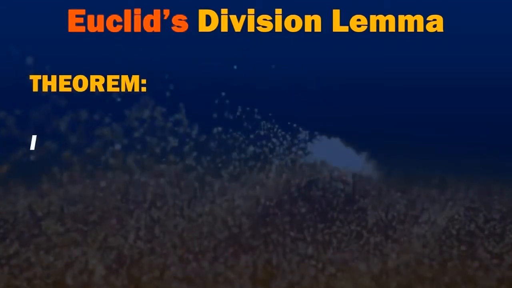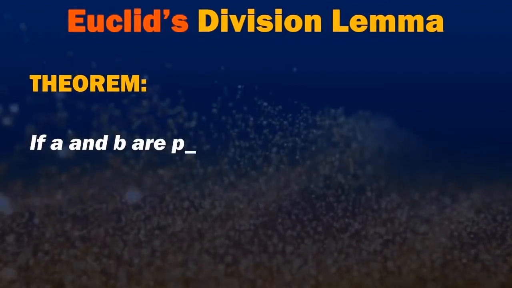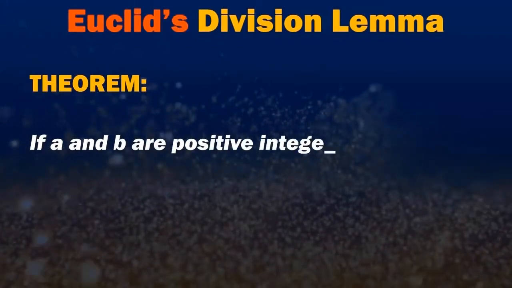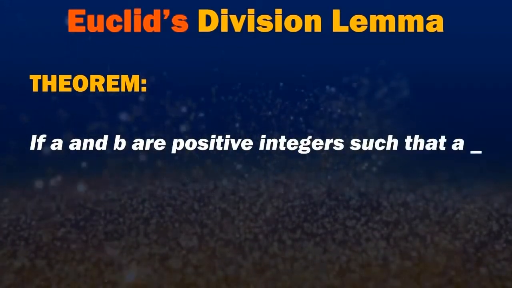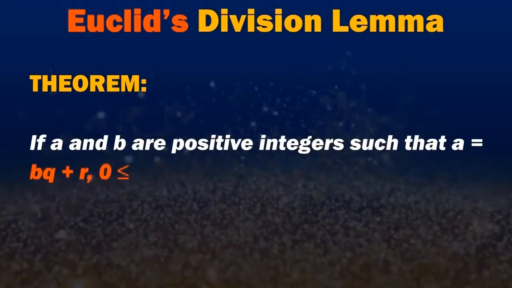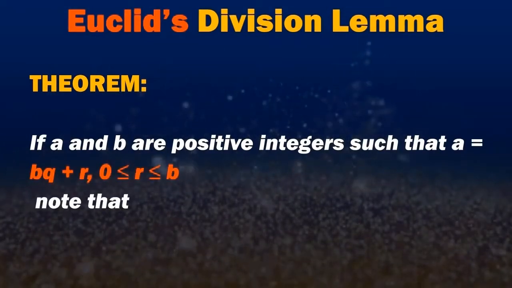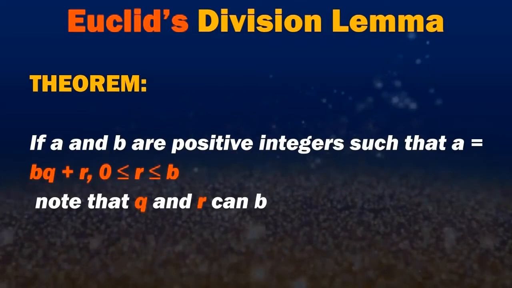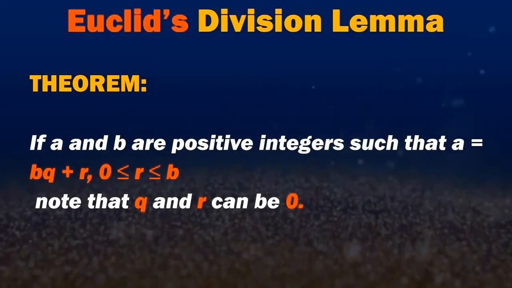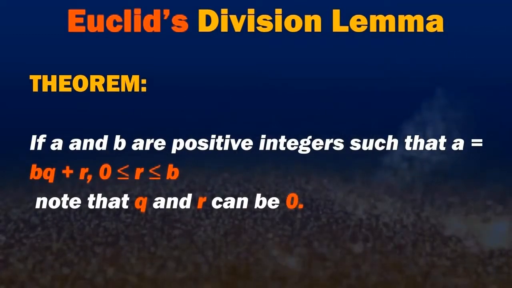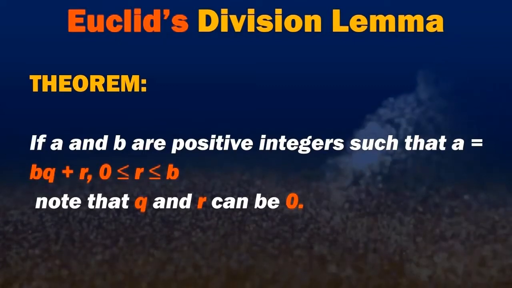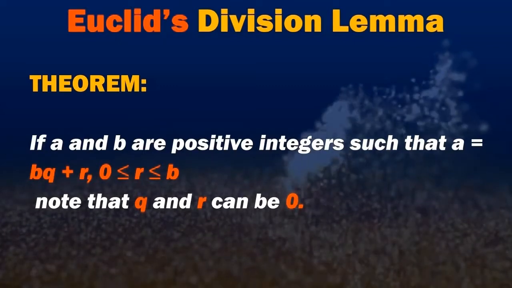Theorem. If a and b are positive integers, then there exist unique integers q and r such that a is equal to bq plus r, where r is greater than or equal to 0 and less than b. Note that q and r can be 0 in this theorem.